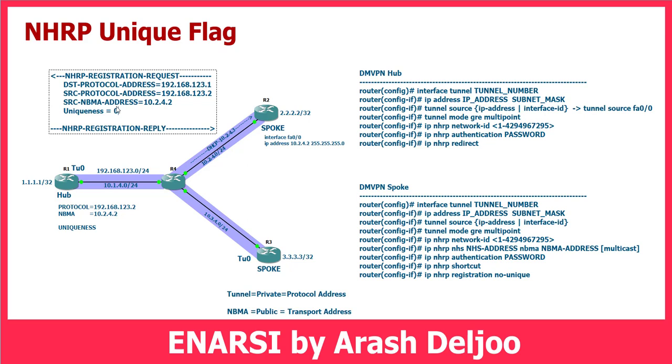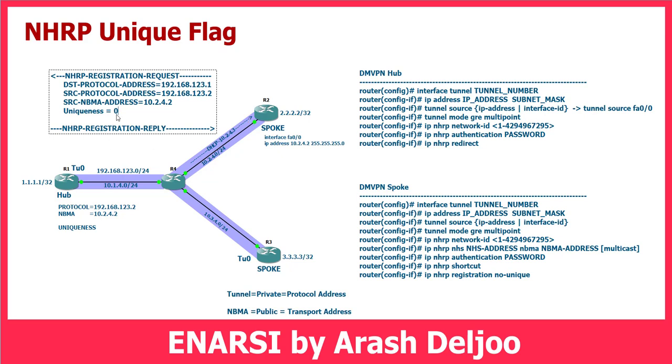The uniqueness flag is for security. It means that when one router is registering itself into the NHS, it also sends one NBMA address, and other routers cannot overwrite the NBMA address of this router. But in some special cases, like this case where we are receiving the IP address from DHCP, we should change the uniqueness flag to 0.